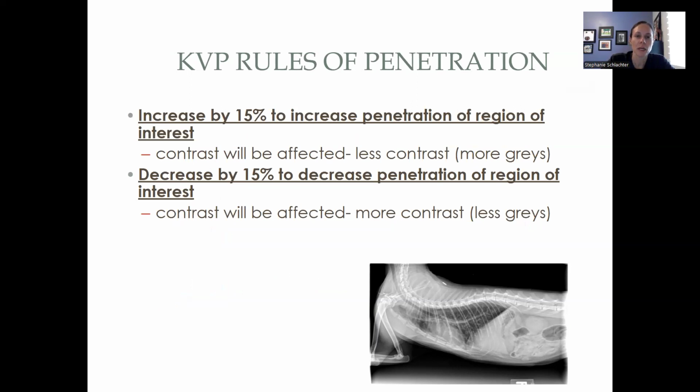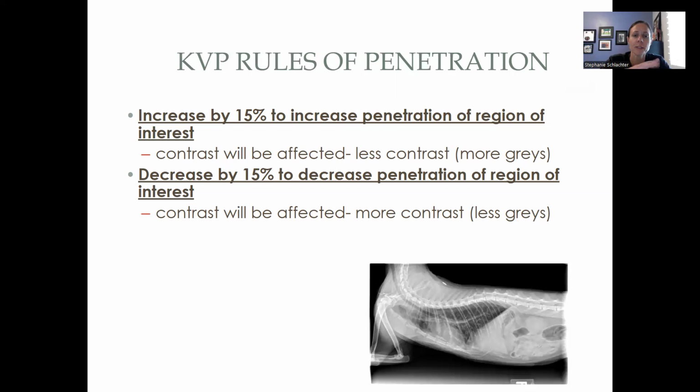So our rule for kVp is that we are going to increase by 15% or decrease by 15%. Increasing by 15% will increase penetration of the region of interest, which is what we want to see on the patient, right? So the region of interest could be the heart, it could be the elbow, whatnot. So if we do increase our kVp, we also have to remember that it's going to affect our contrast. Increasing kVp will give us less contrast, which means we have more grays, right? We see all those soft tissue structures more easily. Okay, remember, opposite land: increase, decrease, increase.